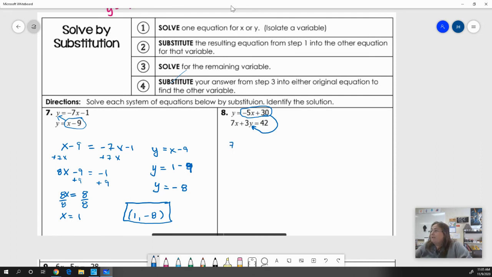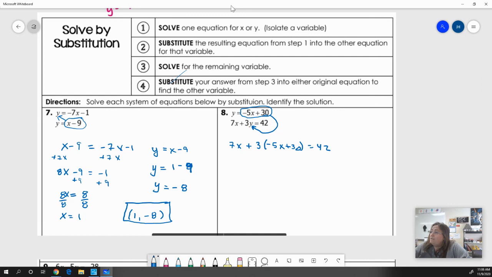So here I have 7x plus 3y. Well, that's 7x plus 3 times negative 5x plus 30 equals 42. And we're going to solve for our remaining variable. The only variable we have is x. So we're going to solve this whole problem out and find out what x equals.